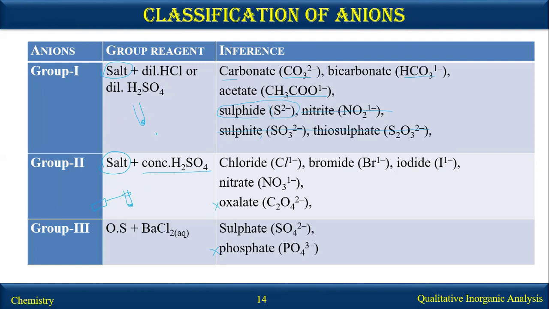Both of these tests are called dry tests. Why are they called dry tests? Because these are not performed in the form of solution. We take the salt directly. And this is the wet test. So generally, the group reagent tests for anions are called dry tests, because we use the salt directly instead of taking their solution.